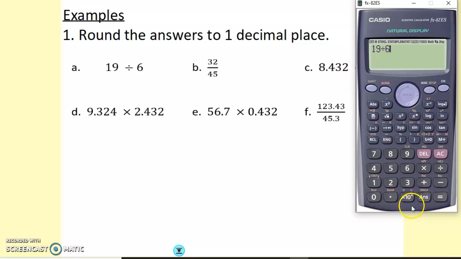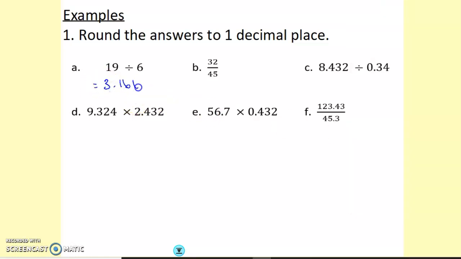Okay, some of the new calculators are starting to do some strange things. Let me know if you don't agree with any of my answers. It's 19 over 6. Comes out as 3.16666666. I'm looking for an answer to 1 decimal place, so I just want 1 number after the point. My second number is a 6, so that's going to round up to 3.2.